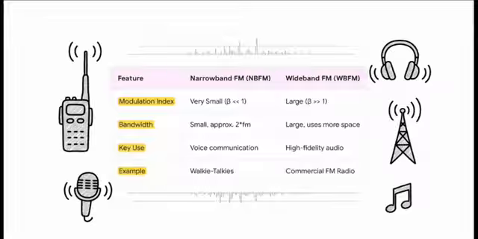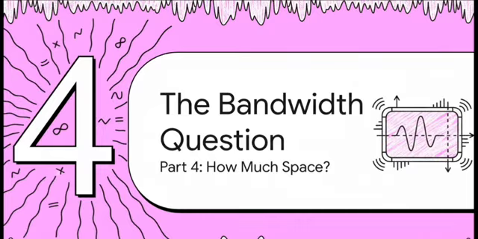For this, you crank that modulation index way up. This creates a whole bunch of powerful sidebands and, yeah, it uses a lot more space on the airwaves. But the payoff? That's where you get that amazing, high-fidelity, rich audio quality that you expect from your favorite music station.